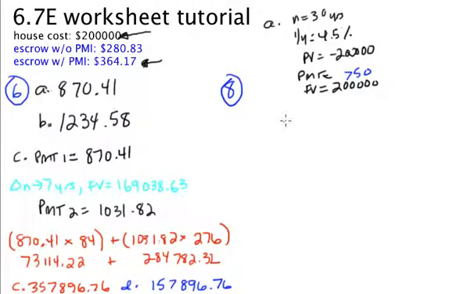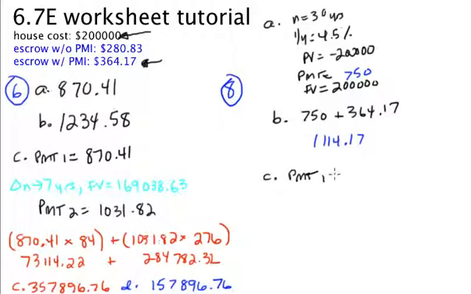The answer to question B is really simple. We just take 750 plus 364.17, and that gives us $1,114.17. Now, question C, we've got to do that recast again. So our payment 1 is going to be $750.